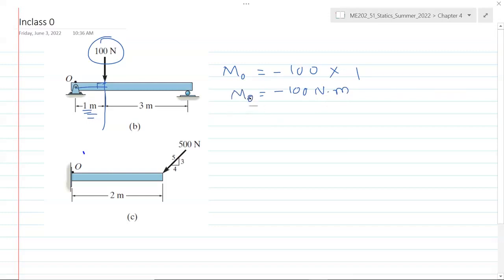Okay, so when it's negative, it's clockwise. Or you can also write 100 Newton meter and graphically, using the arrow, you can indicate the rotation in brackets, clockwise or counterclockwise. How about this 500 Newton moment about point O? Now there are two ways we can solve this.